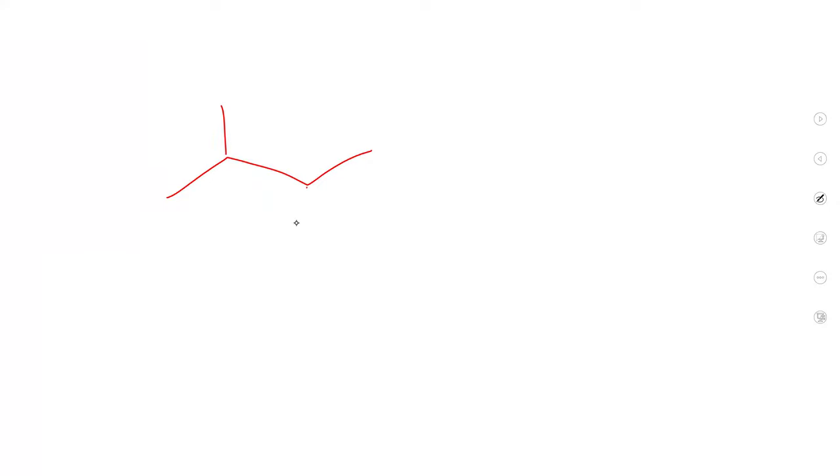So for instance, let's say we have this molecule, the same one from the test. If the leaving group leaves, then we're going to wind up with a secondary carbocation. And then there's a hydrogen on here too, right?